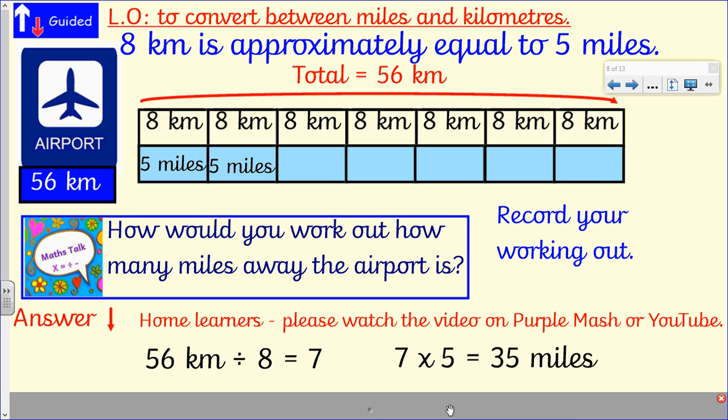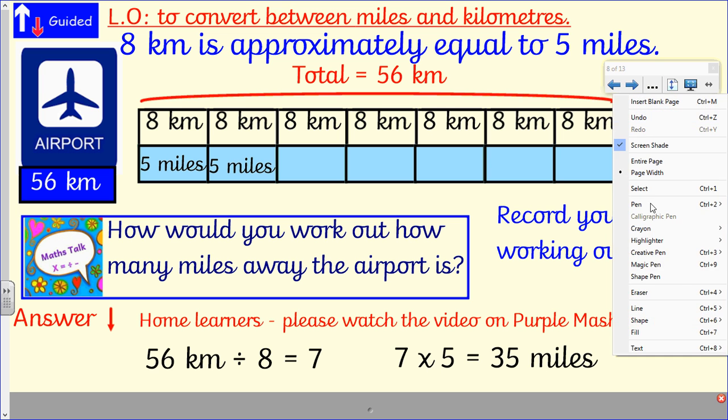Right, so have a look at this. 56 kilometers. If I divide it by 8, 1, 2, 3, 4, 5, 6, 7, I get 7. So 56 divided by 8 is 7. Why have I divided it by 8? Because 8 kilometers is approximately 5 miles. If I then do 7 times 5, I get 35 miles.